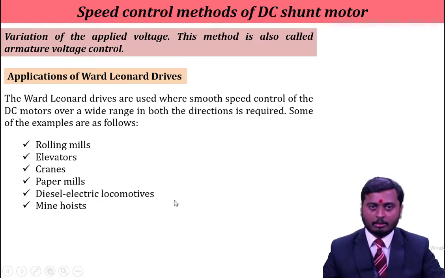So this is what is about the speed control methods of a DC shunt motor. In this video, we discussed three important methods: armature resistance control, then field flux control method, and this armature voltage control method.